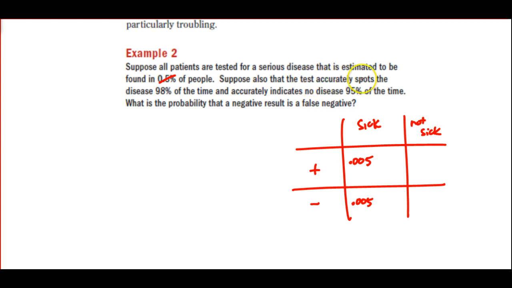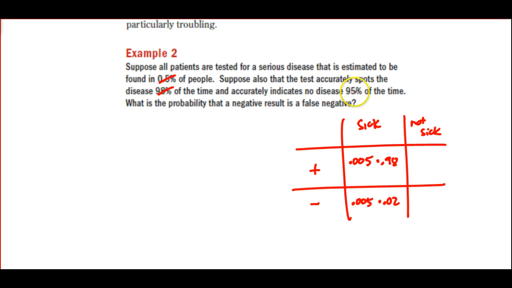The test accurately spots the disease 98% of the time. Remember that a positive test result means you're sick. So 98% of the time when you're sick, you get a positive result. So that's 0.98 here. The complement to that would be that you got a negative result when you were sick. So the complement there would be 0.02. Together, the 98 and the 2 have to add up to 100%.